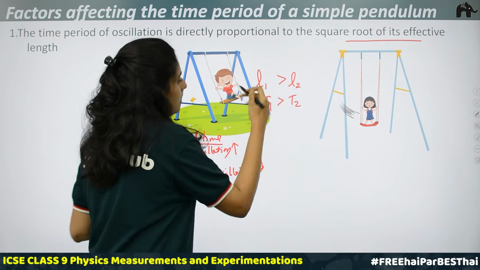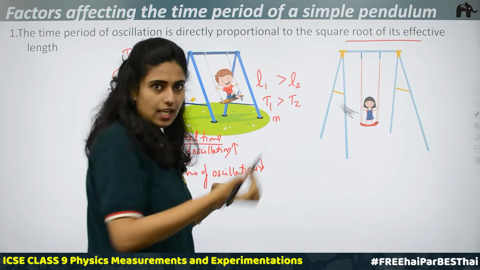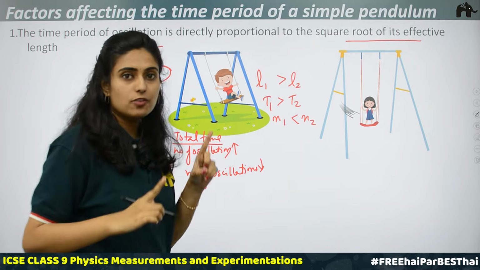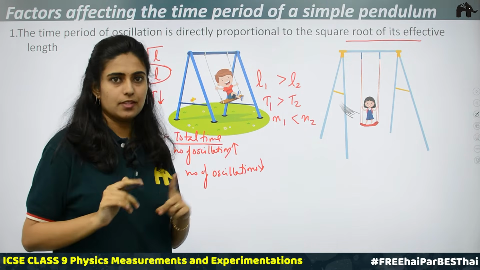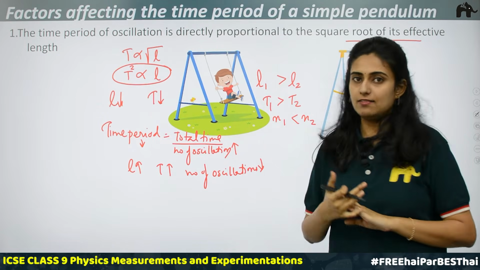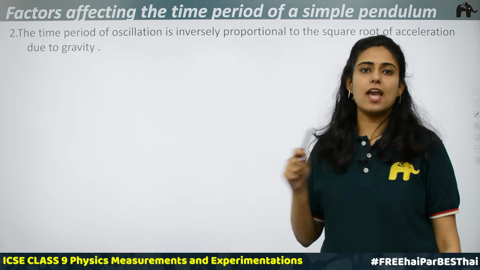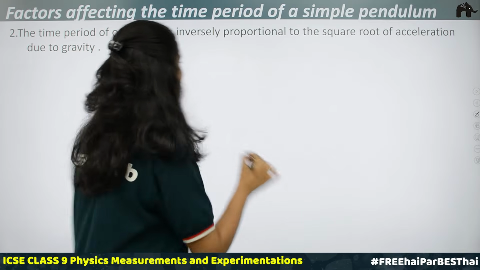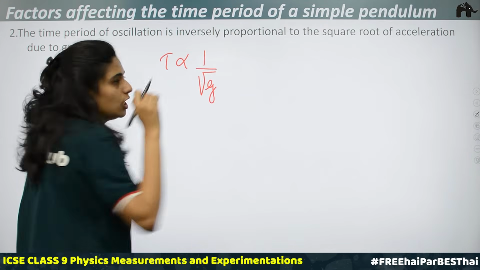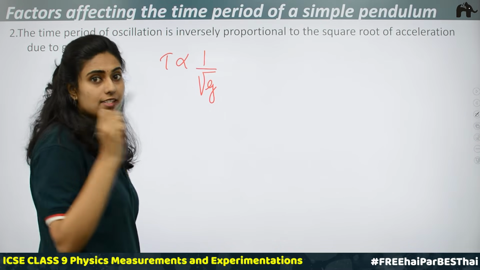Okay, and what about the number of oscillations? Number of oscillations, if you are taking it as N, N1 will be less than N2, because time period and number of oscillations are inversely proportional. So this is how time period depends on the effective length. Second factor is that the time period of a simple pendulum depends on the acceleration due to gravity. Let's see how. Time period will be inversely proportional to root of g. We got T proportional to root L and T is inversely proportional to root of acceleration due to gravity.